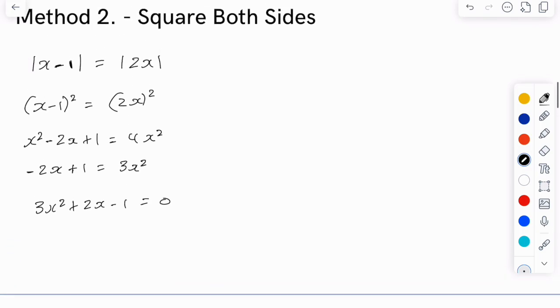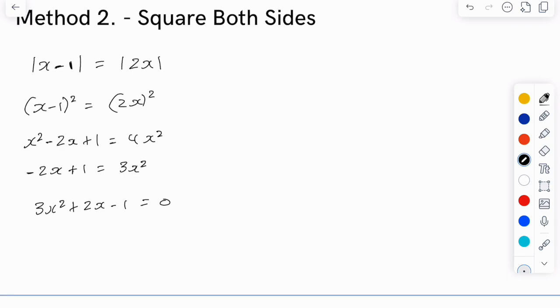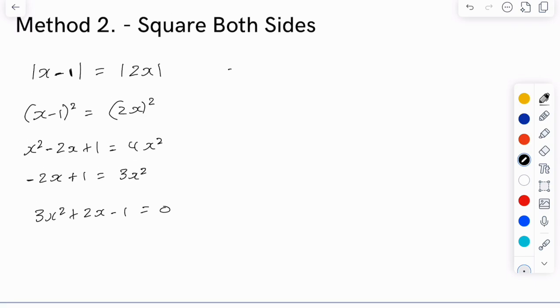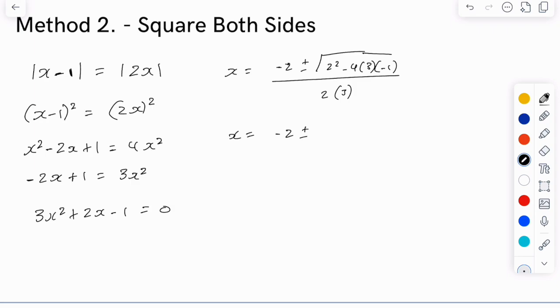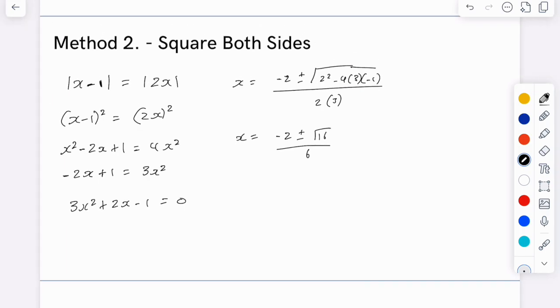Now, I'm pretty lazy, so all I'm going to do now is plug this into our quadratic formula. So I've got x is going to equal minus 2 plus minus the square root of 2 squared minus 4 times 3 times minus 1, over 2 times 3, which then gives me, we can simplify this down, x is equal to minus 2 plus minus root 16 over 6.